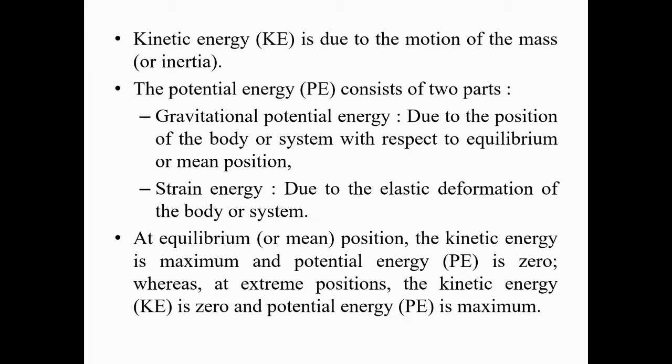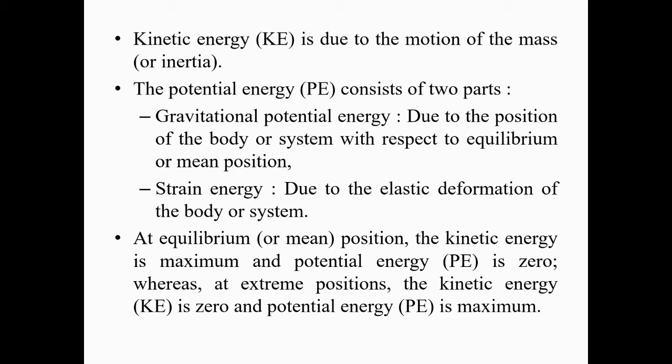While the second type of potential energy is strain energy, and it is due to the elastic deformation of a body. So whenever a body is displaced or deformed within its elastic limit by applying external forces, then that work is stored in the form of strain energy. That work is done against elastic constraint provided by that body. So energy stores due to the elastic property of body, which is strain energy.